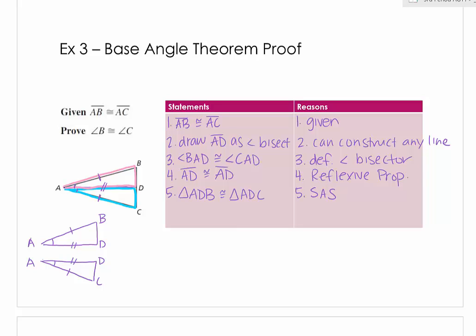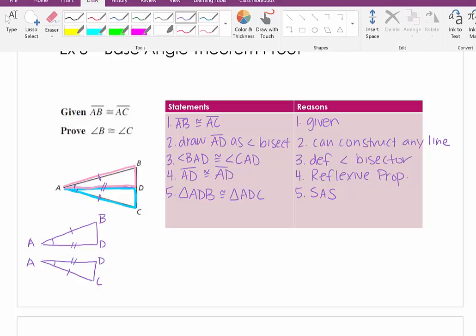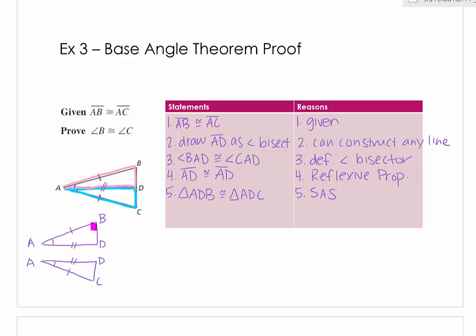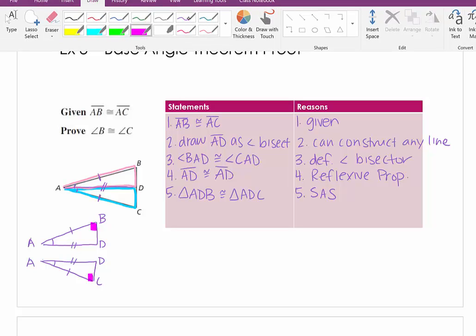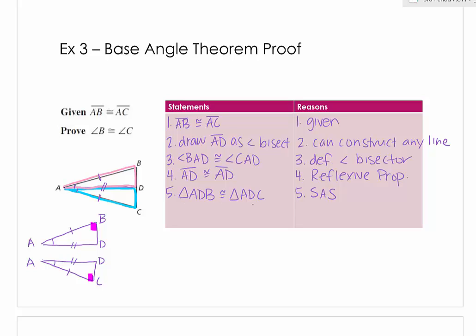So since these two triangles are congruent, we can say that anything else that we haven't already proved congruent is congruent. So we're trying to prove that angle B is congruent to angle C. Well, it just so happens that in our congruent statement, angle B is congruent to angle C. So I can say angle B is congruent to angle C, and that's because corresponding parts of congruent triangles are congruent.